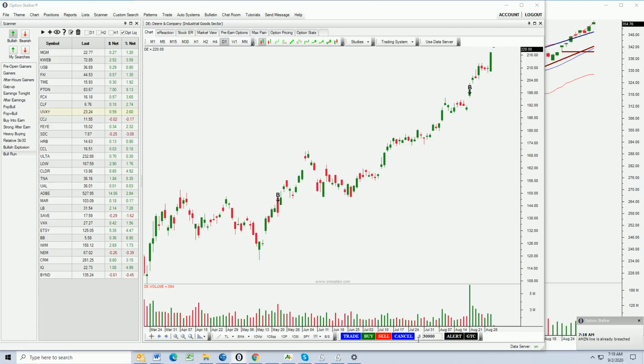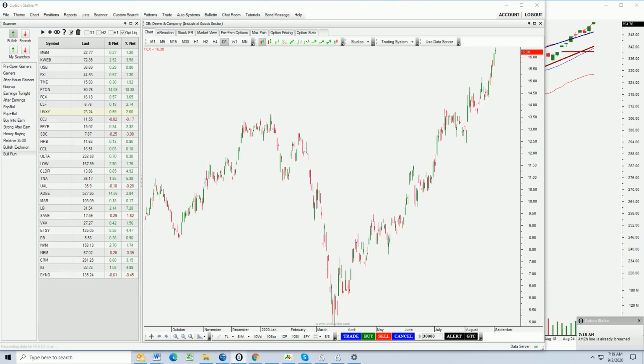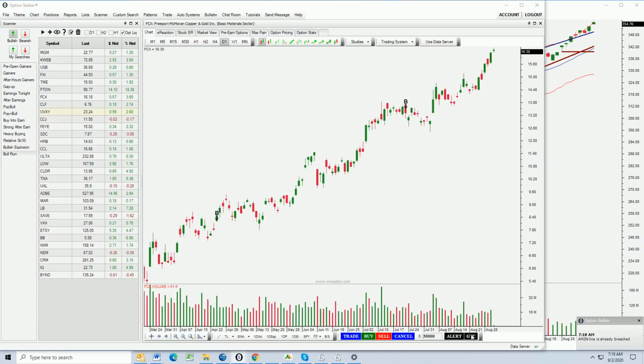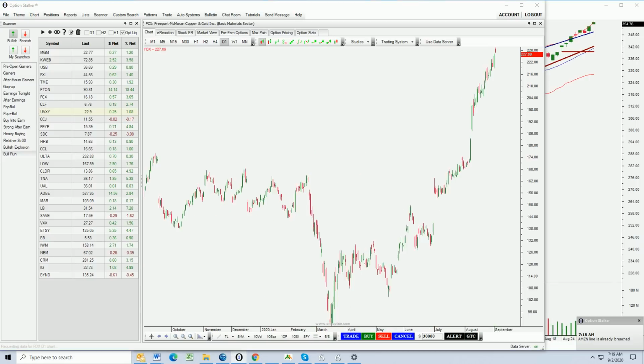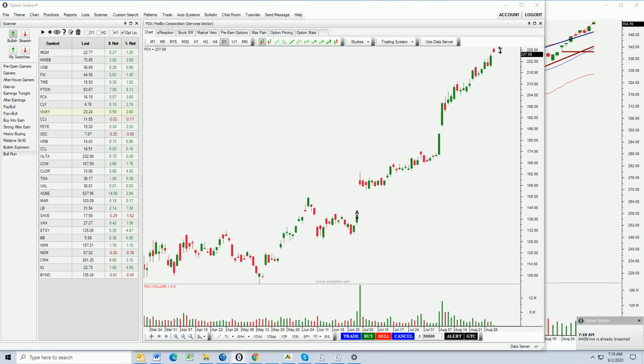DE. Look at this. You've got this beautiful long-term upward sloping trend line right there. Okay, if that's breached, I want to know about it. FCX. This is an exercise that all of you should be performing right now because we don't have the technical breakdown yet, but when it happens, it's going to be fast and furious.